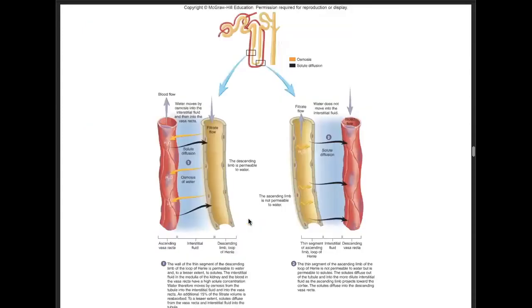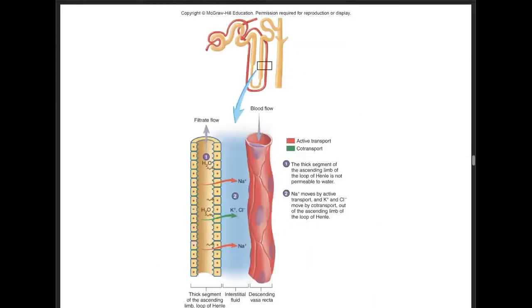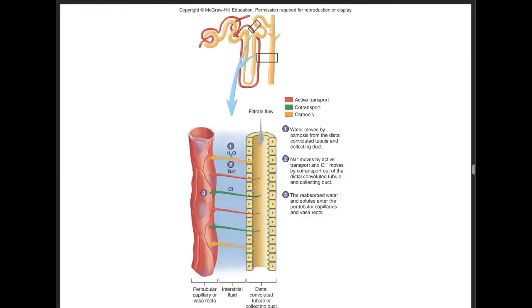Okay? And here on this part, this is your reabsorption in the loop of Henle. And the next one here, this is the reabsorption in the loop of Henle, the thick segment of the ascending limbs. And here, this part, this is the reabsorption in the distal convoluted tubule as well as your collecting duct.